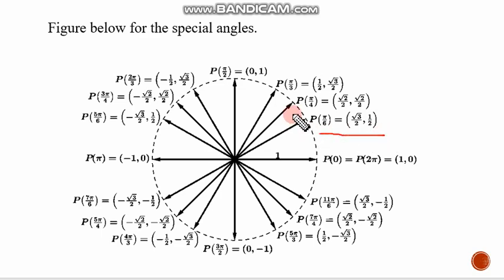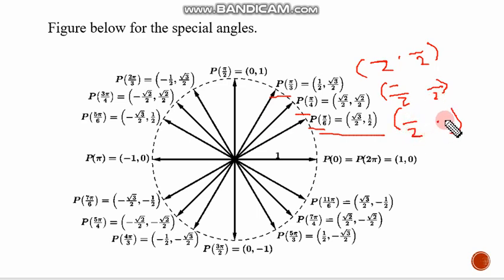Now, we should memorize the first quadrant. In order for us to memorize this, the first step is to identify the angles. So this pi over 6, pi over 4, and pi over 3 are 30, 45, and 60 degrees respectively. So first, to memorize this, the first step is that for every angle, the denominator of x and y is 2. So this is 2, this is 2, this is 2.